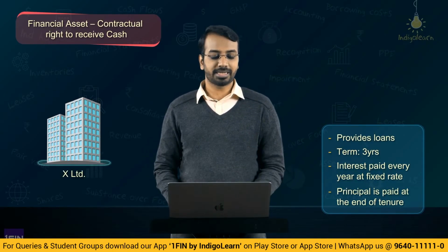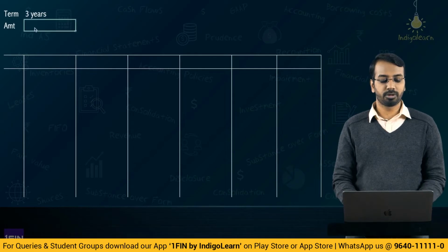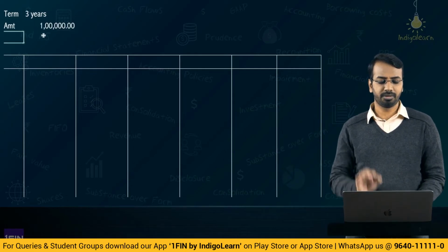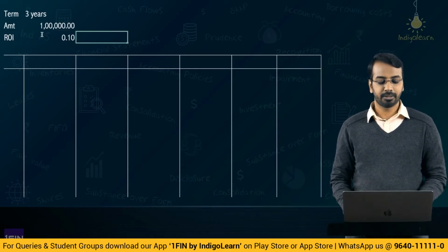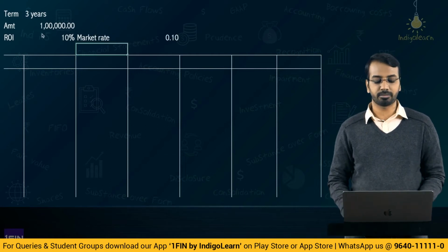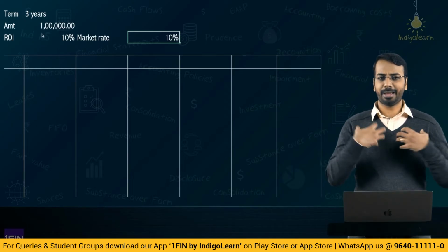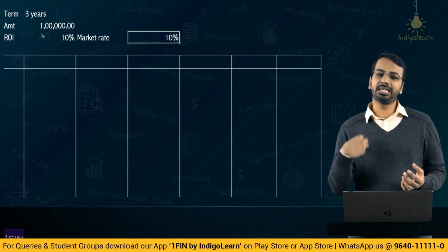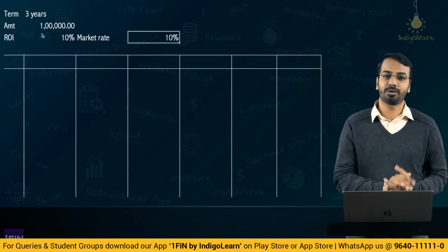So the first case, let us take, the term of the loan is 3 years. Amount of loan is 1 lakh. We'll keep it very simple. Rate of interest 10%. And market rate of interest is also 10%. Meaning to say, when the company gives a loan, let's say I am the company and I am giving you the loan, I give you the loan at 10%. What is the rate going on in the market? In the market also it is going at 10%.